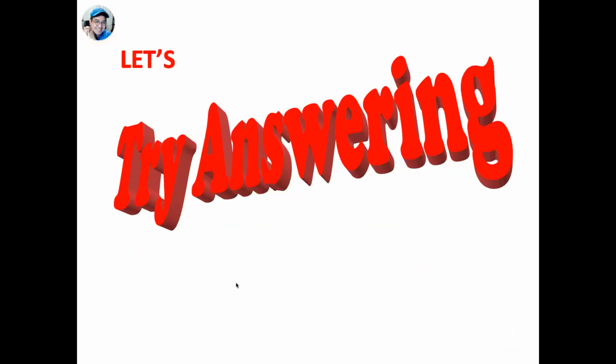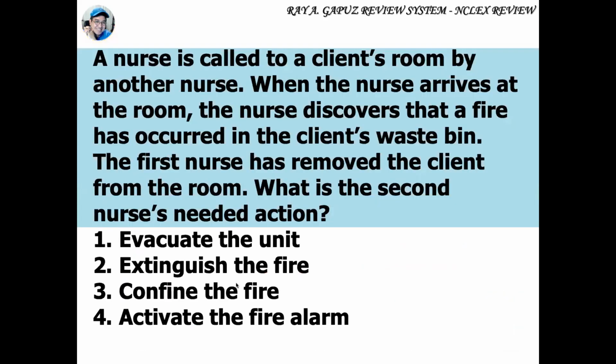So here, a nurse is called to a client's room by another nurse. When the nurse arrives at the room, the nurse discovers that a fire has occurred in the client's waste bin. The first nurse has removed the client from the room. Now, what is the second nurse's needed action? What should the second nurse do? To activate the fire alarm.